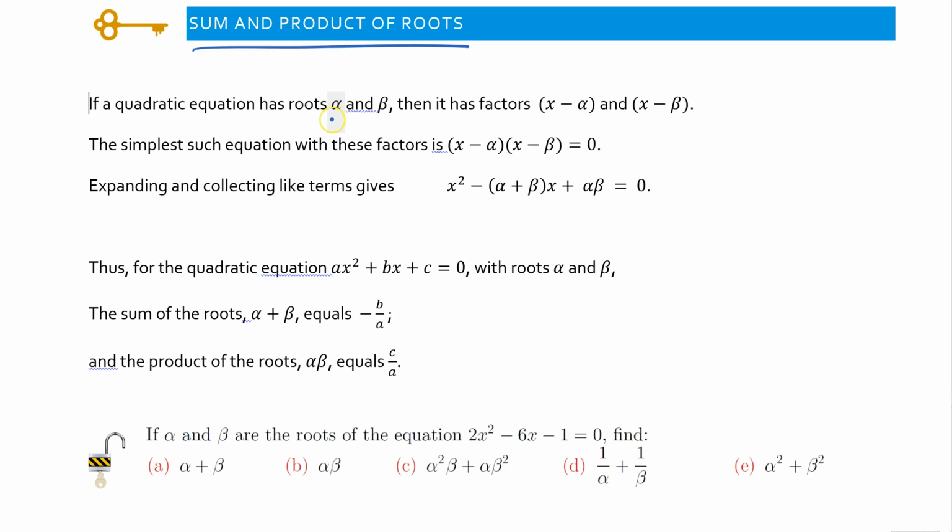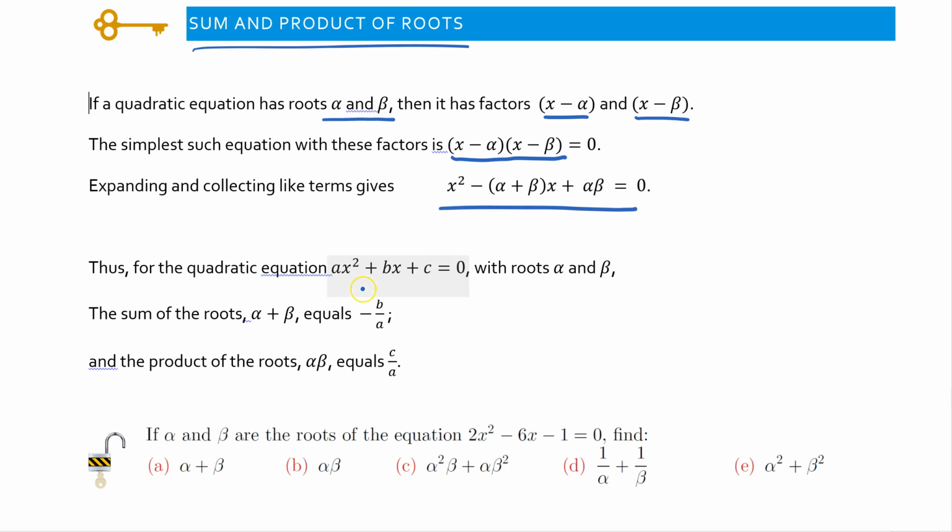If a quadratic equation has two roots, alpha and beta, which we know are the values that make the quadratic equation equal 0, then it has factors, x minus alpha and x minus beta. And the simplest quadratic with these factors is obtained by just multiplying them together. So this would give us the monic quadratic, if we expanded those brackets out.